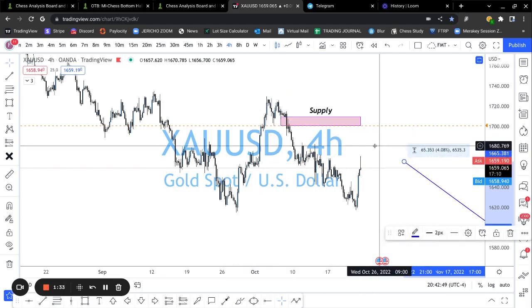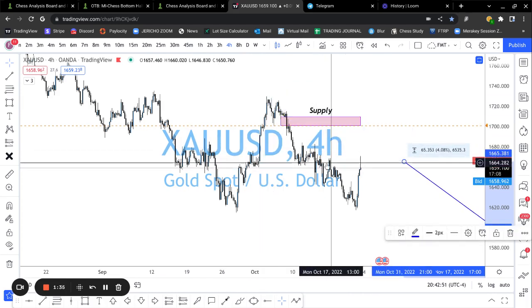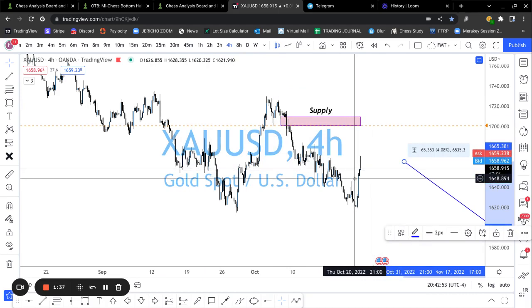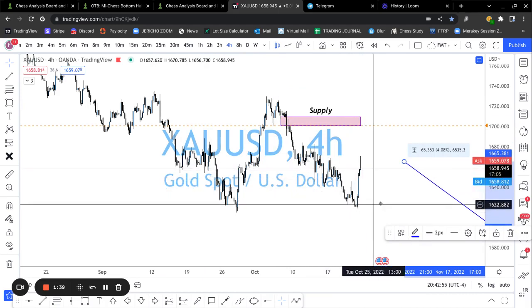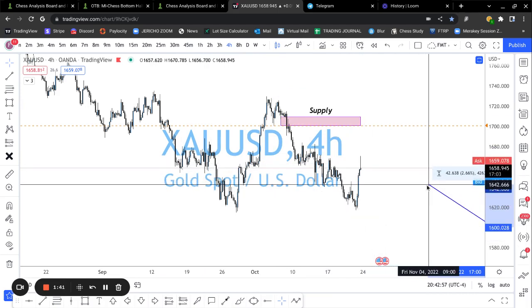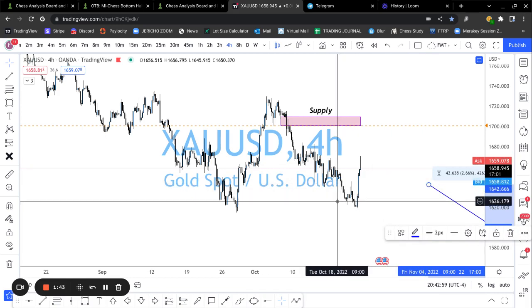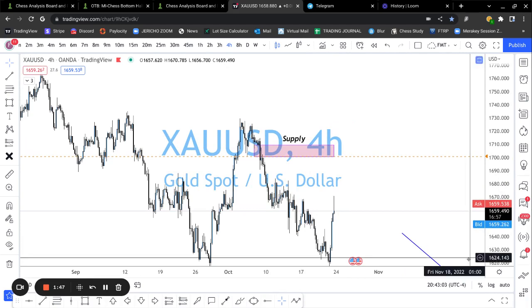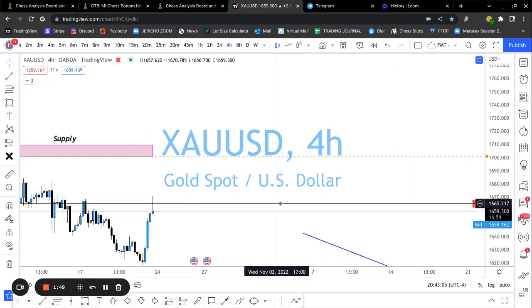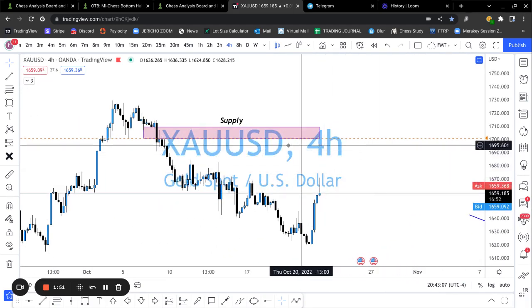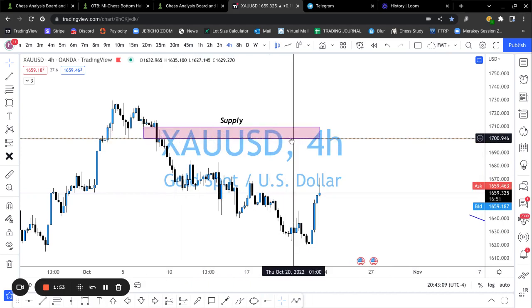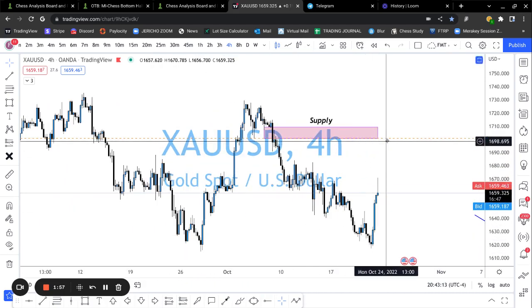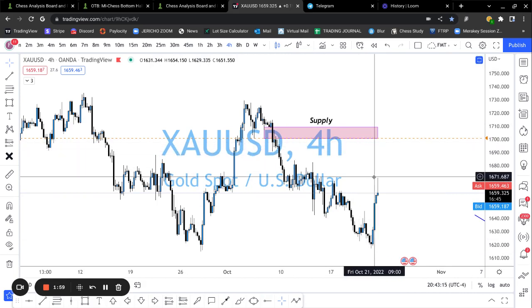Also notice that I'm not using any indicators to analyze this trade. And you don't need any indicators to trade successfully. All you have to do is understand market structure and a few other key things. So we have this area of supply here, which I have highlighted. You see price coming towards this area, our supply zone.